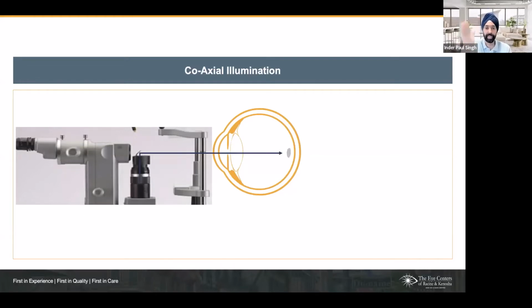That allows you to keep the illumination tower, the aiming beam, your oculars, and the laser all on the same optical pathway. So that way you can see all the way to the retina and back, basically giving you full coaxial illumination, full view of the entire vitreous cavity. So it's called coaxial illumination.